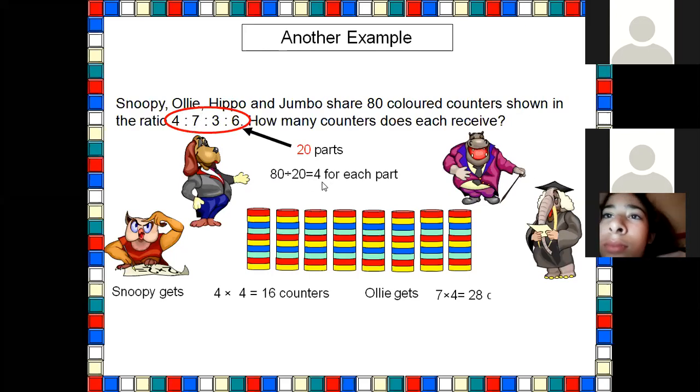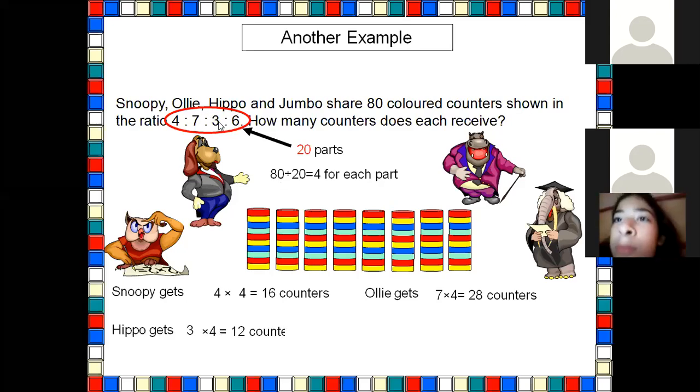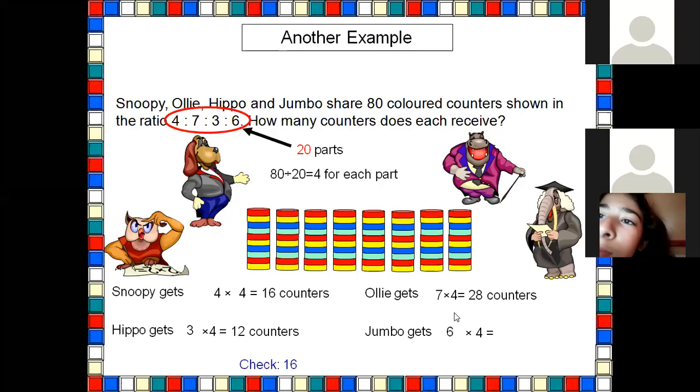For each part, he gets 4. So 7 times 4 is 28 counters. Now Hippo, 3. So 3 times 4 is 12 counters. And Jumbo, he gets 6 parts. 6 times 4 is 24.